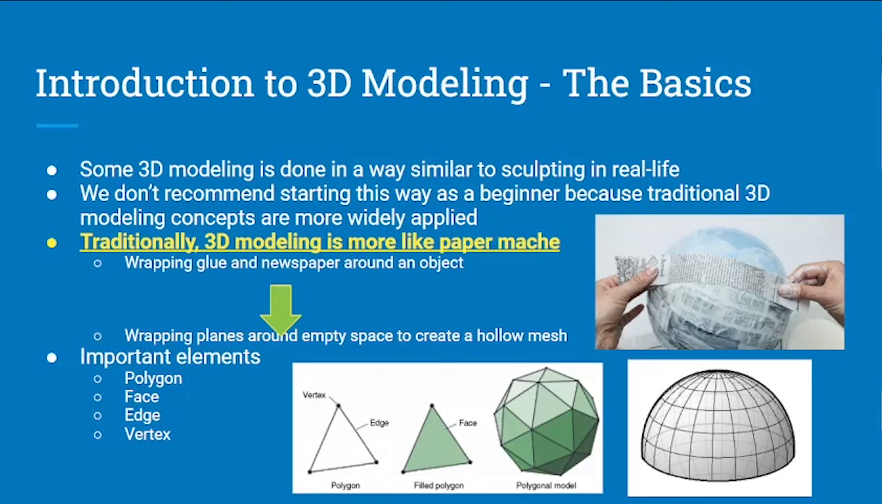Yes. So how I wanted everybody to think about it is, instead of sculpting in real life, think of it more like paper mache. You're wrapping planes around a hollow space to create the 3D object. And like Finn mentioned, you've got a full polygonal model here. This is a 3D model. It's made up of various faces. There are several here, and each of these faces is made up of 3 edges and 3 vertices.